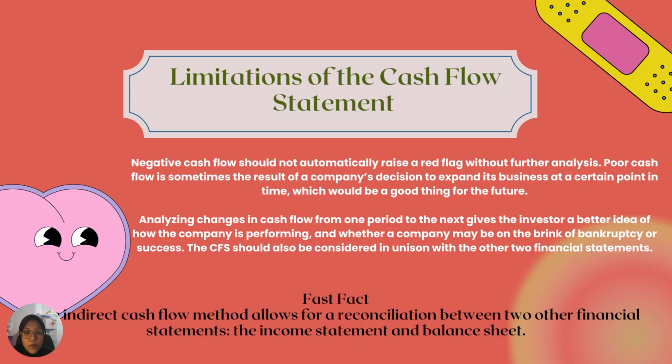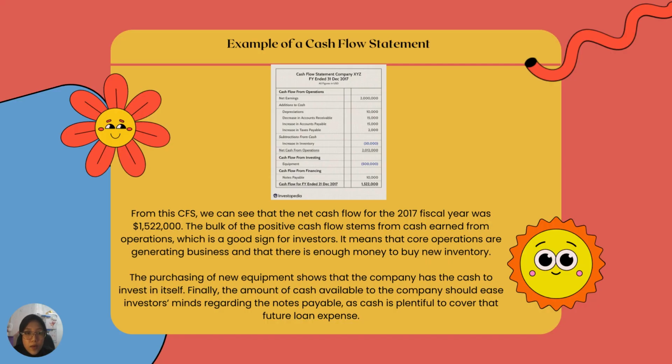Analyzing changes in cash flow from one period to the next gives the investor a better idea of how the company is performing and whether the company may be on the brink of bankruptcy or success. The CFS should also be considered in unison with the other two financial statements. The indirect cash flow method allows for a reconciliation between two other financial statements, the income statement and the balance sheet. Let's have an example of a cash flow statement.